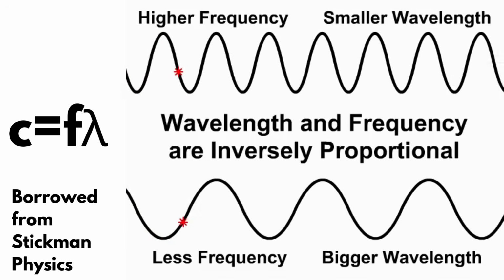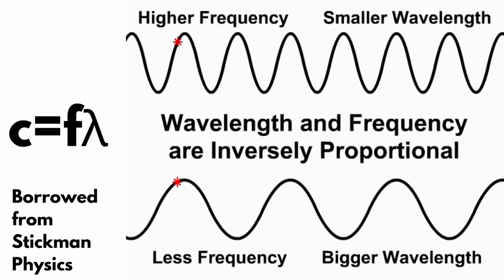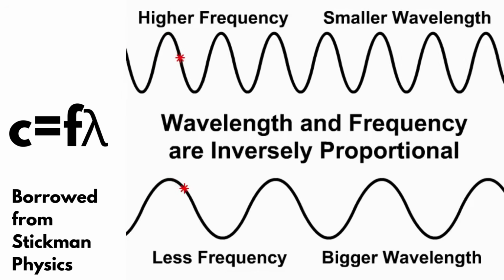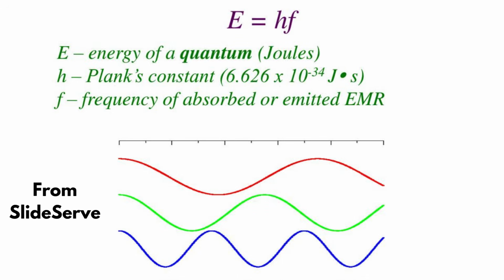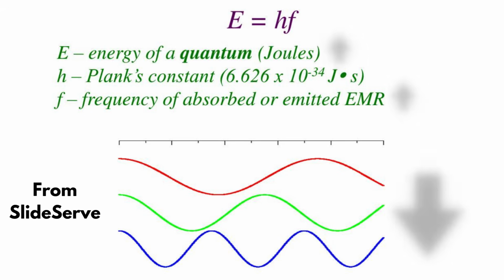There are two core relationships that tie the whole spectrum together. The first is the wave-speed relationship, where c is the speed of light in a vacuum. The second core relationship is the photon-energy relationship, where h is Planck's constant and E is the energy carried by a single photon. As frequency goes up, wavelength decreases and photon energy increases. These connections are crucial for understanding the basis of the electromagnetic spectrum.